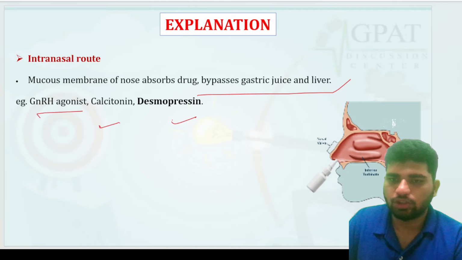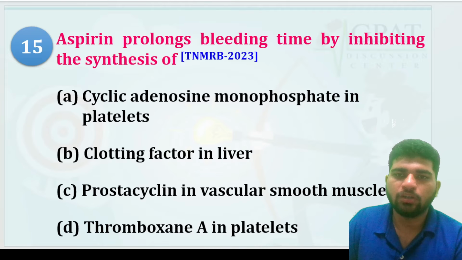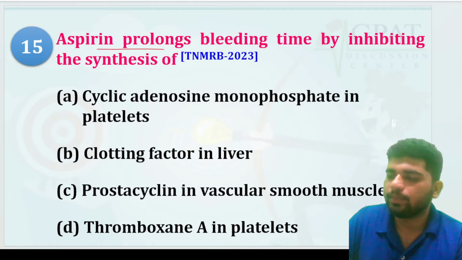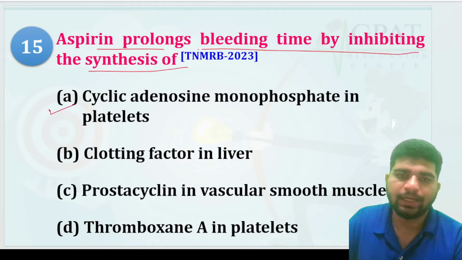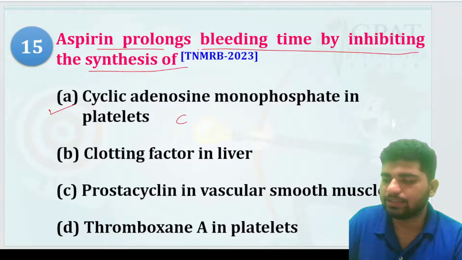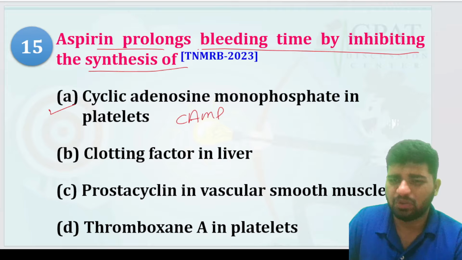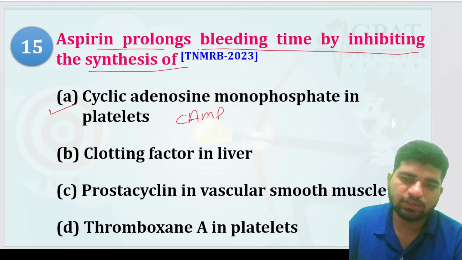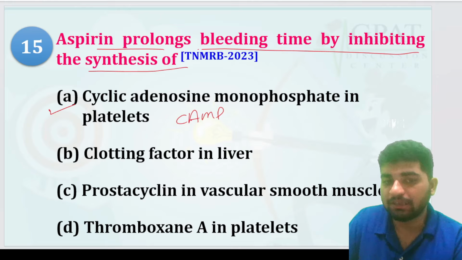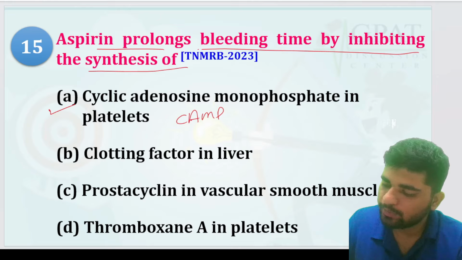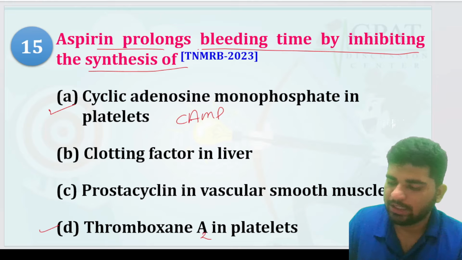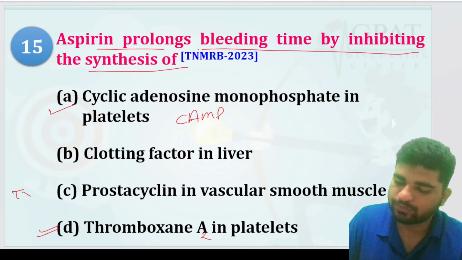Okay, sure. Aspirin prolongs bleeding time by inhibiting the synthesis of what? Cyclic adenosine monophosphate in platelets, that is cAMP? Clotting factor in liver? No. Prostacyclin in vascular smooth muscles? No. Thromboxane A2 in platelets? Thromboxane A2, that is TXA2.